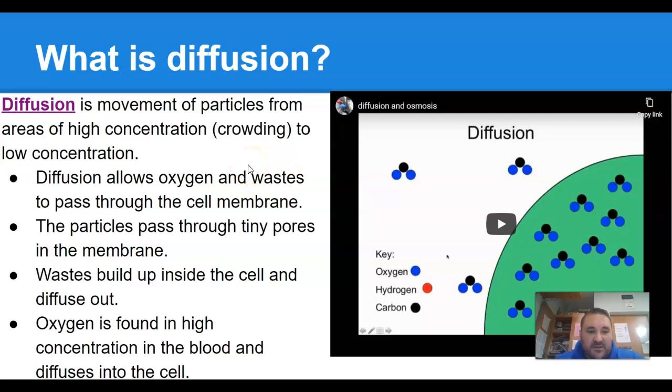Diffusion allows oxygen and waste to pass through the cell membrane. The particles are going to go through the tiny pores in the membrane. As waste builds up inside, it moves from high areas to lower areas. Oxygen is found in the blood because it diffuses from the high oxygen in your lungs into the low oxygen of the blood when it returns back to your lungs.